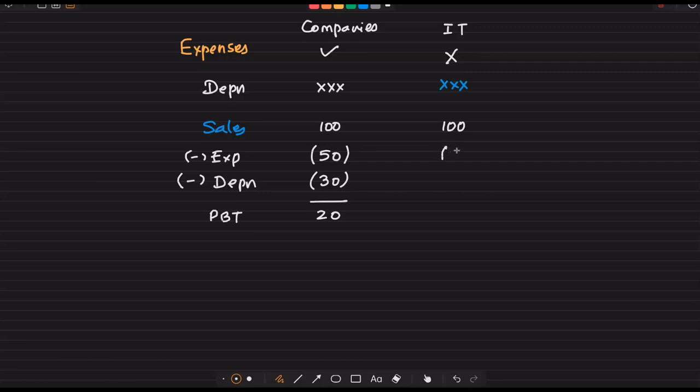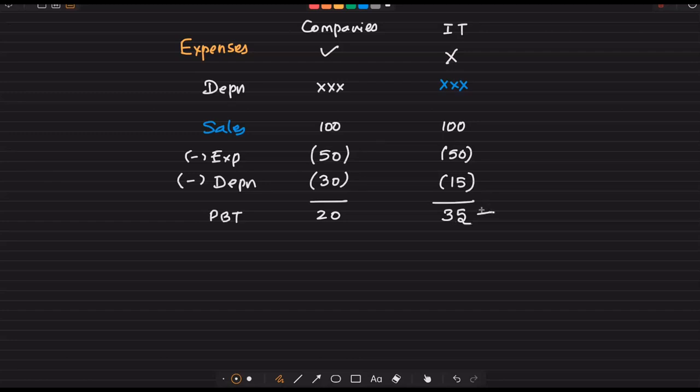Expenses, assuming that whatever expenses I have claimed is also supported by income tax. But when it comes to depreciation, for some legal reasons, they are not ready to consider the entire 30 as depreciation. They are going to consider only 15 as depreciation. So what is happening here? The profit as per income tax is more, because 100 minus 65, the profit is now 35. And it is on this profit tax will be calculated.